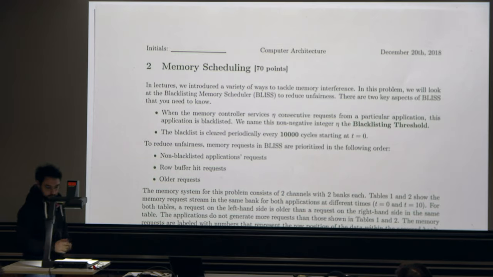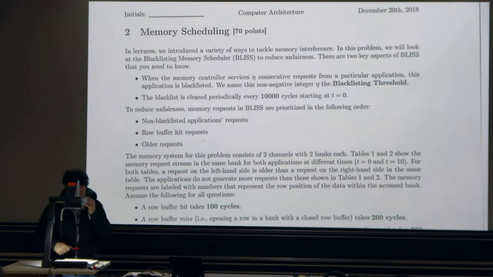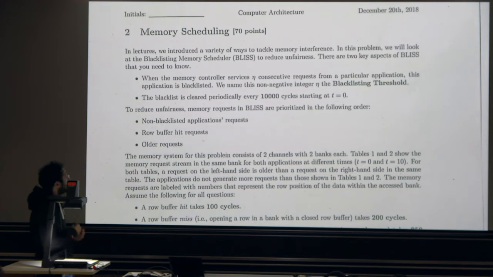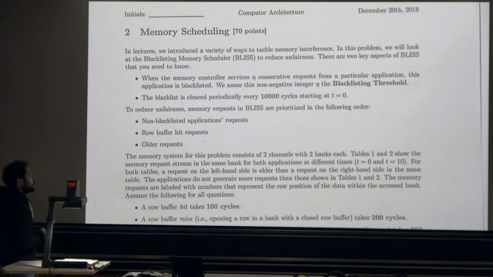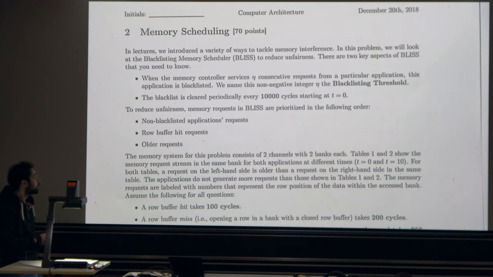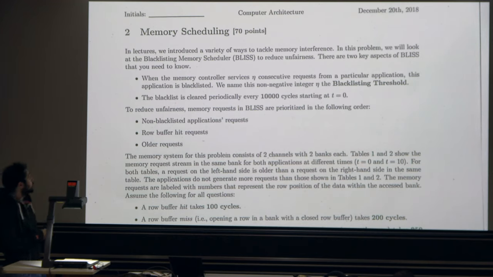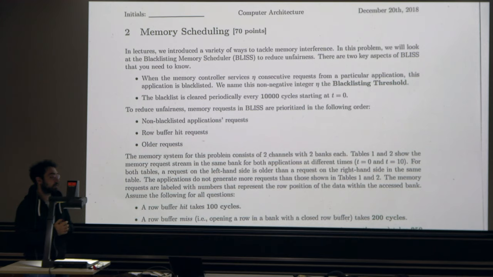So we're going to discuss a question on memory scheduling. Let's read it first. In the lectures, we introduced a variety of ways to tackle memory interference. In this problem, we will look at the blacklisting memory scheduler, BLISS, I don't know if you remember it, that reduces unfairness. There are two key aspects of BLISS that you need to know. When the memory controller services n consecutive requests from a particular application, this application is blacklisted. And this non-negative integer n is the blacklisting threshold.